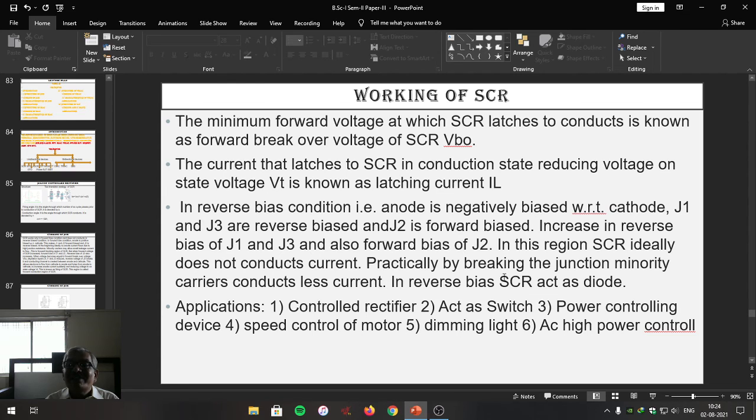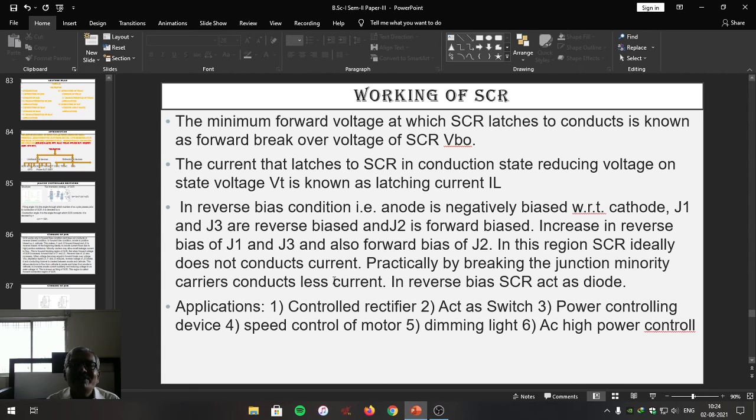In reverse bias, SCR acts like a diode. Try to underline this sentence. The reverse characteristics of SCR is the same as the reverse characteristics of a PN junction diode. Friends, this is how SCR is operated in forward as well as reverse bias condition. So that's how we can call it the working of SCR. By understanding the working of SCR, we conclude that SCR will work only in forward bias condition. That's why it is called a unidirectional device.